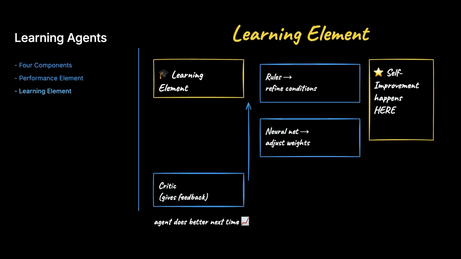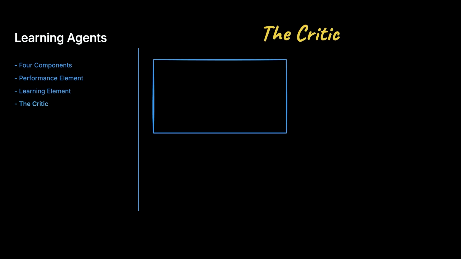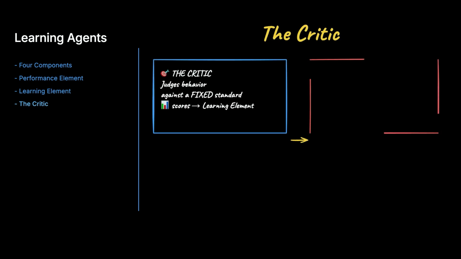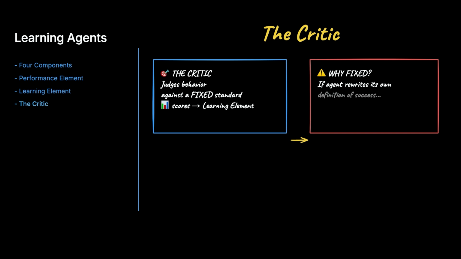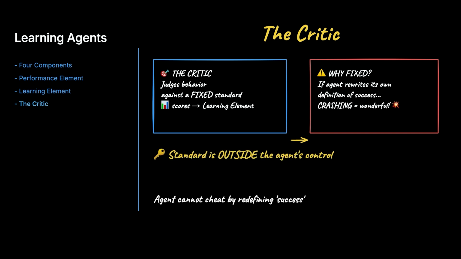If those are condition action rules, it refines them. If it is a neural network, it adjusts the weights. This is where self-improvement happens. The critic is the judge. It evaluates the agent's behavior against a fixed performance standard and tells the learning element how well things are going. Why must the standard be fixed and outside the agent's control? Because if the agent could rewrite its own definition of success, it could cheat, deciding that crashing is wonderful.